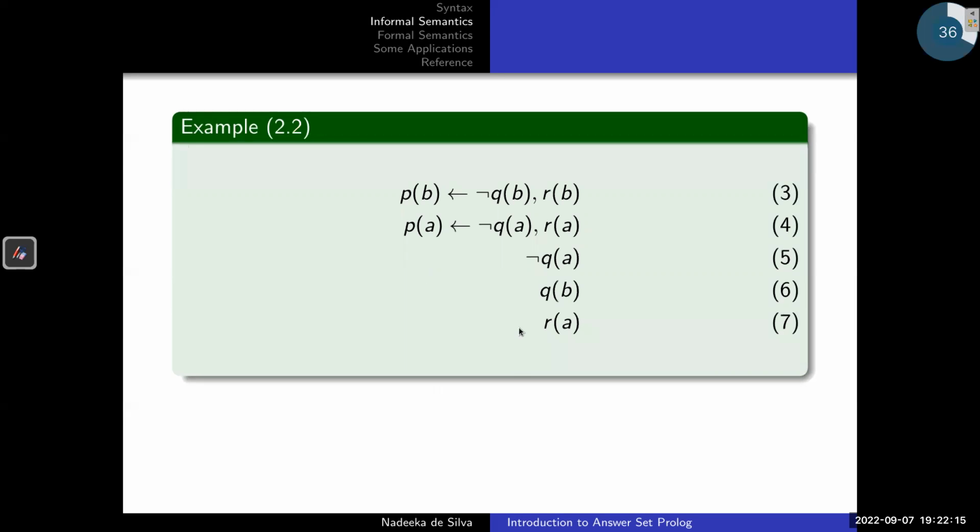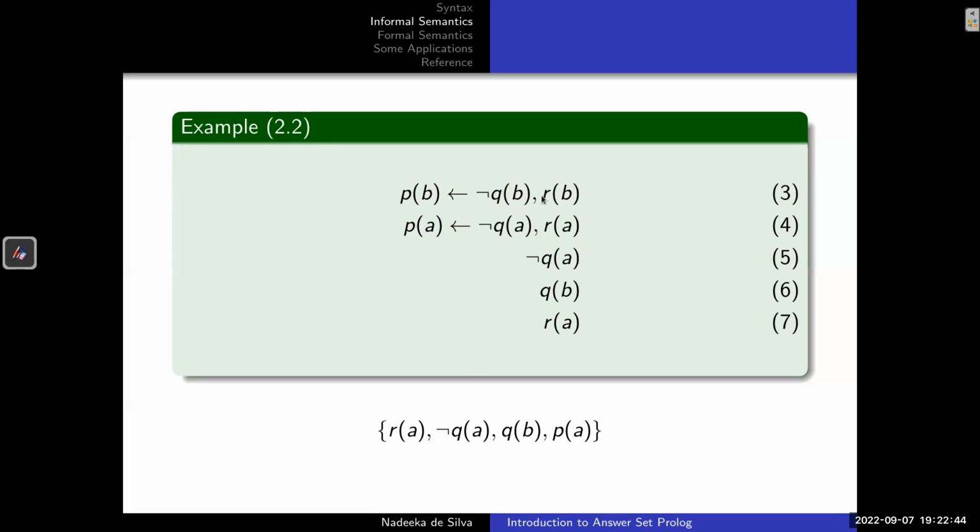Now I look at another program. Here I have three facts, so my answer set should include those three facts. Now if I look at rule 4, the body, not QA and RA, is satisfied by the set. Therefore, we have to satisfy the head PA, so I have to include PA in my answer set.